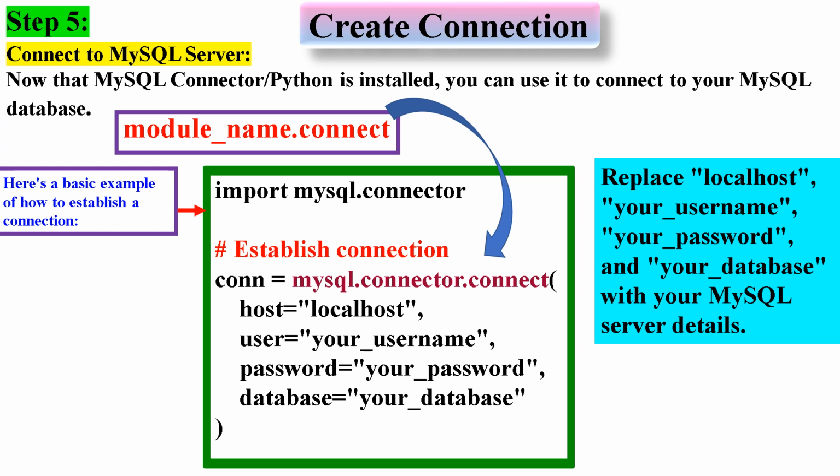The mysql.connector.connect function returns a connection object, conn, that represents the connection to the MySQL server. You have to note that you should replace localhost, your_username, your_password, and your_database with your MySQL server details. So, in a nutshell, this code establishes a connection to a MySQL database server running on localhost using the specified username, password, and optionally, the database name.